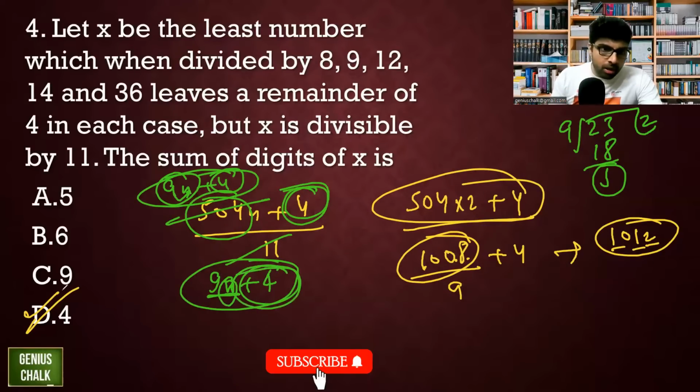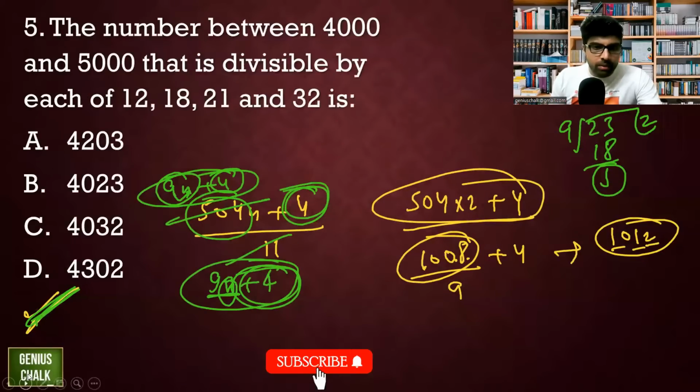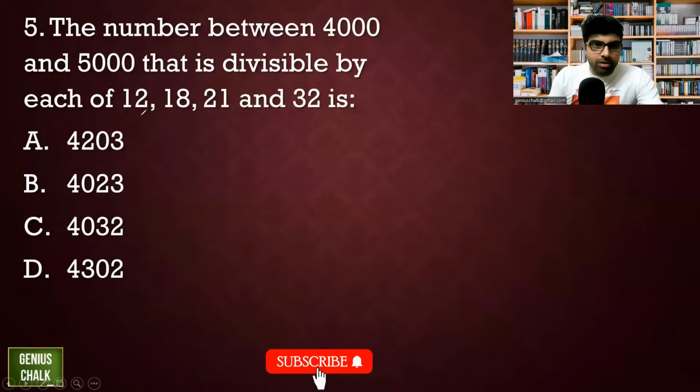Every time you divide by 9, the remainder will be the same. That's why we are following this approach. All right. Next one: the number between 4,000 and 5,000 that is divisible by all of them, 12, 18, 21, and 32. Okay, fine. So let's find the LCM first.